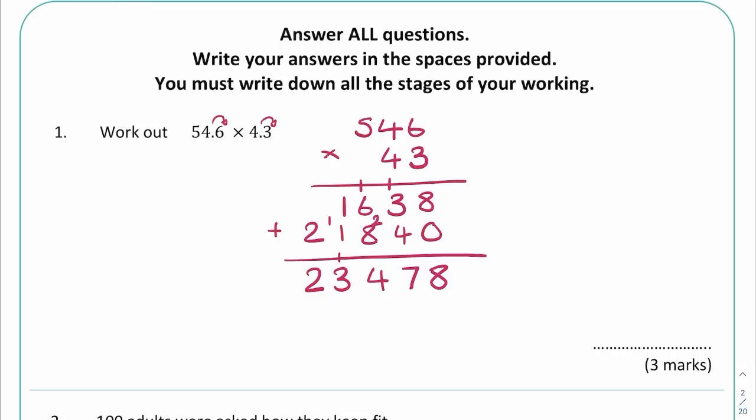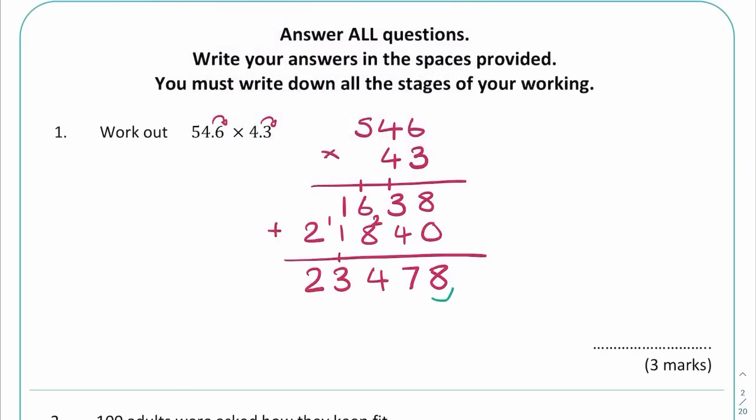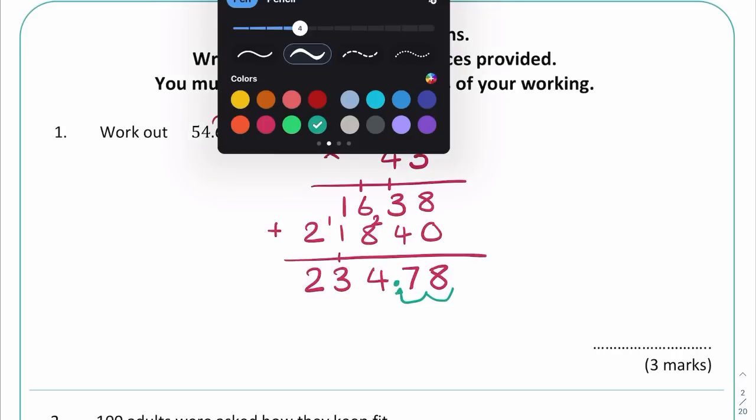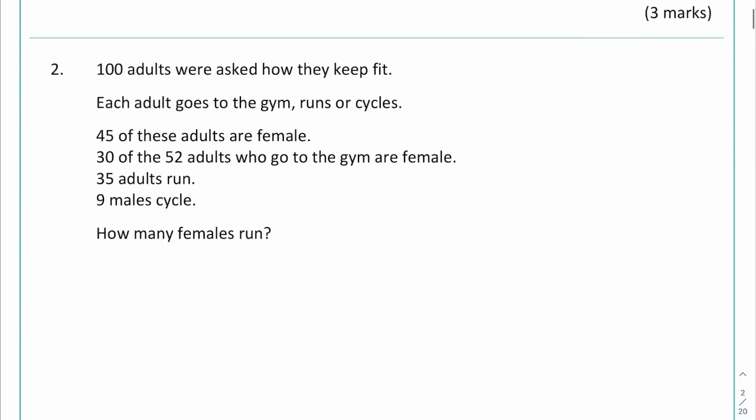So 2, 3, 4, 7, 8. We took 2 decimals out at the start, so we're going to put 2 decimals back in, and our decimal point is going to go just there. So writing that nice and neat on our dotted line, 234.78. And on to question 2.